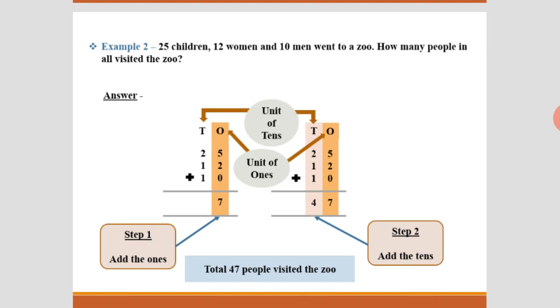So 5 plus 2 plus 0 is equal to 7 in the ones place, and 2 plus 1 plus 1 is equal to 4 in the tens place. Now the number 25 plus 12 plus 10 is equal to 47. So a total of 47 people visited the zoo.